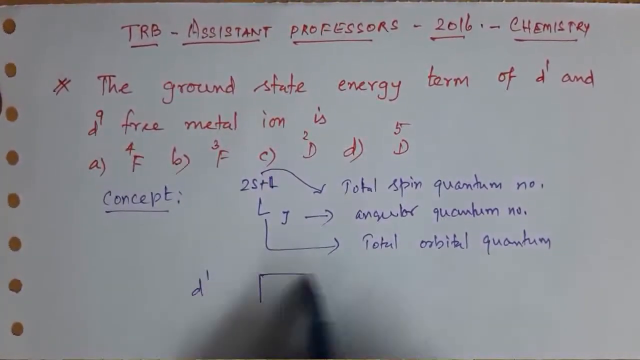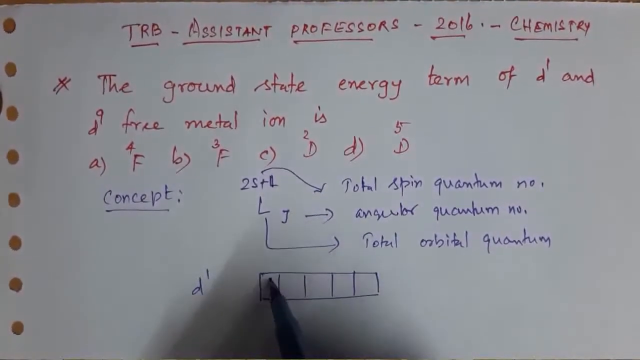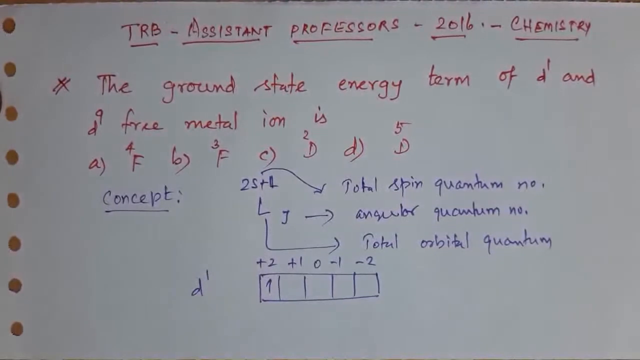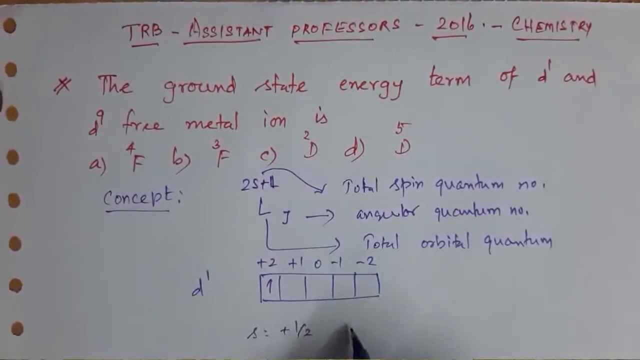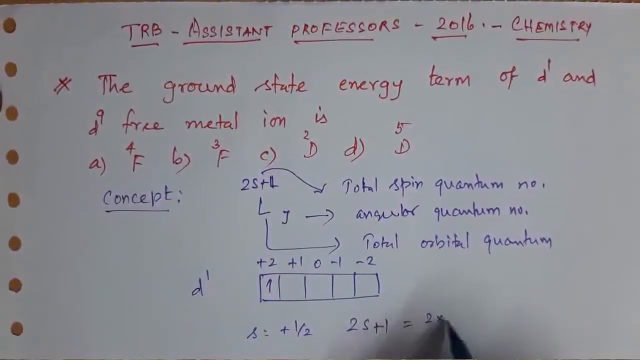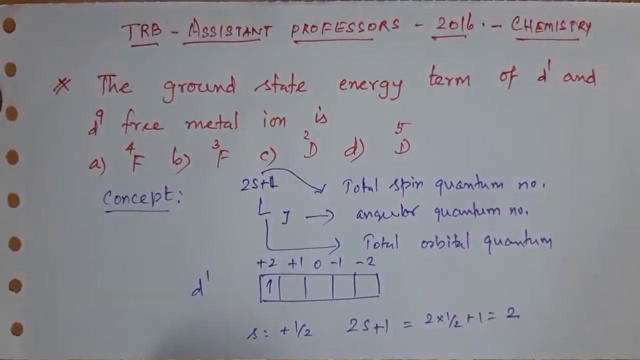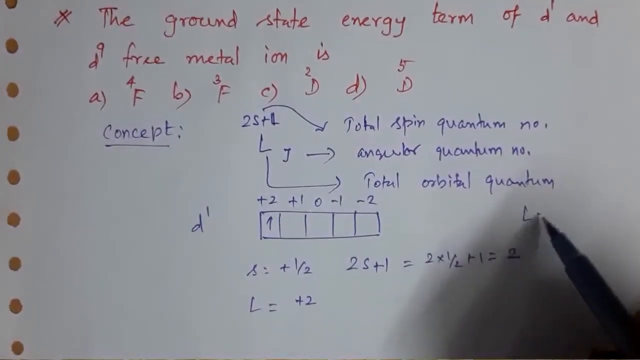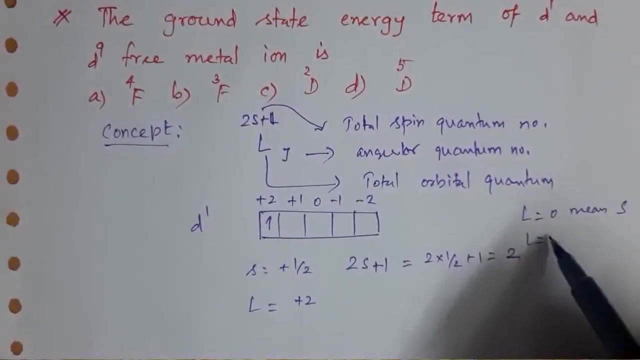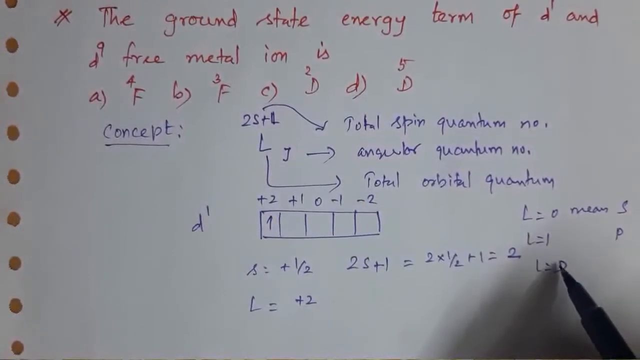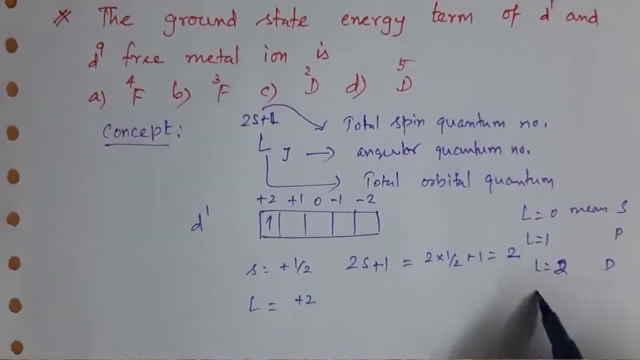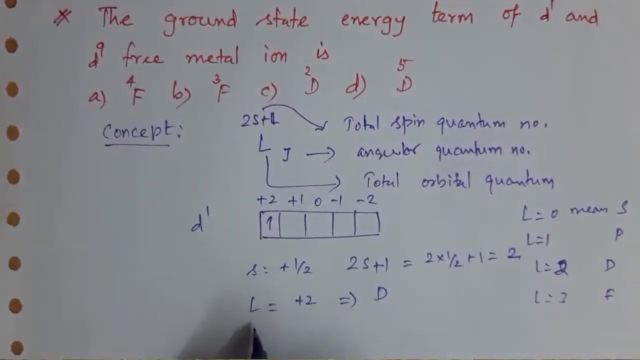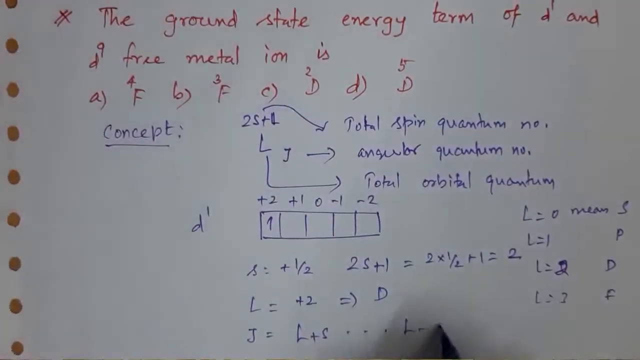Here the d1 configuration has 1 electron. The orbital quantum numbers are +2, +1, 0, -1, -2. The S is +1/2, so the spin multiplicity 2S+1 is equal to 2 × 1/2 + 1, which is equal to 2. And L is equal to +2. L equal to 0 means S, L equal to 1 is P, L equal to 2 is D, and L equal to 3 is F, and so on. So L is equal to 2, so the term is D. And J is equal to L+S to L-S.